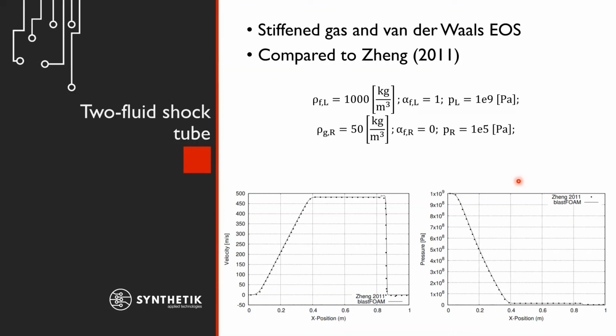So moving on to the multi-phase, we have a 2-fluid shock tube. On one side, we have a stiffened gas equation of state for water. On the right, we have gas using the van der Waals equation of state. On the left, we have a pressure of 1 gigapascal and a density of 1,000. And then on the right, we have a density of 50 and a pressure of basically 1 atmosphere. Comparisons of velocity and pressure.